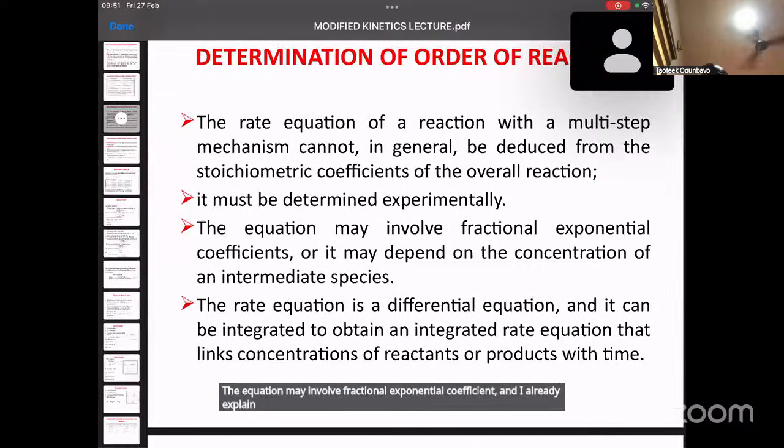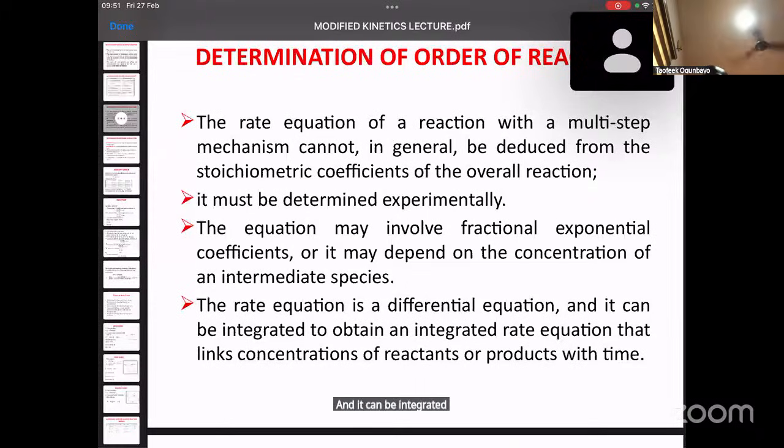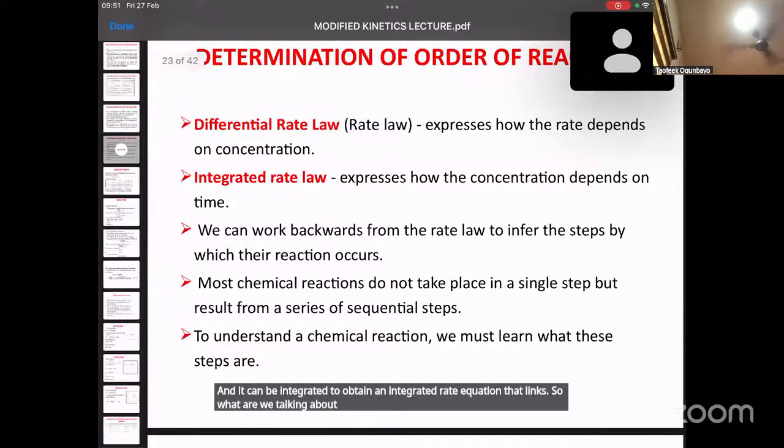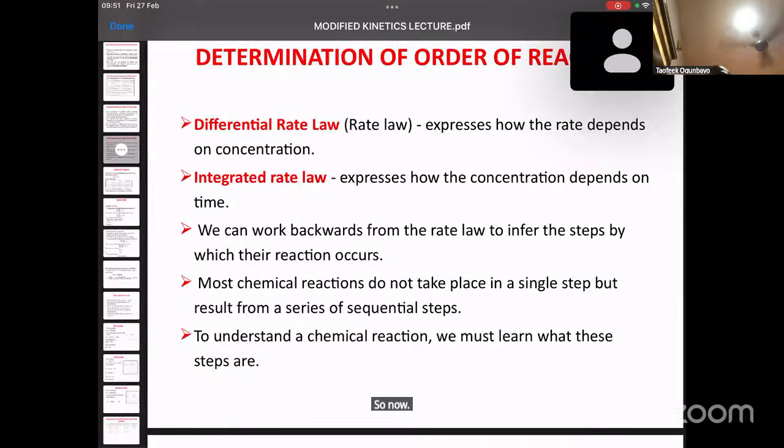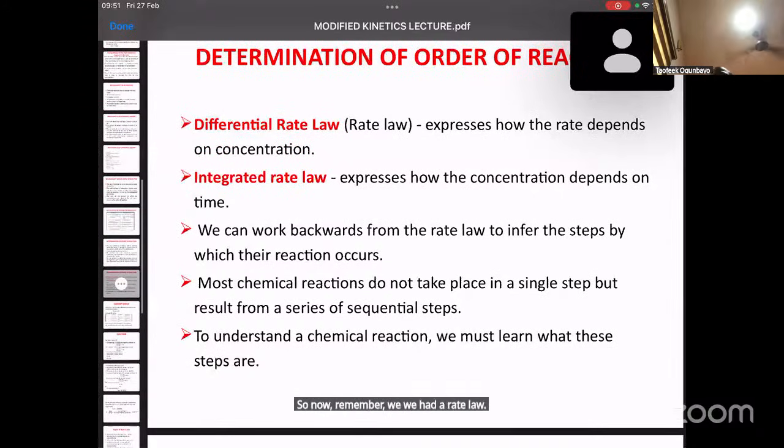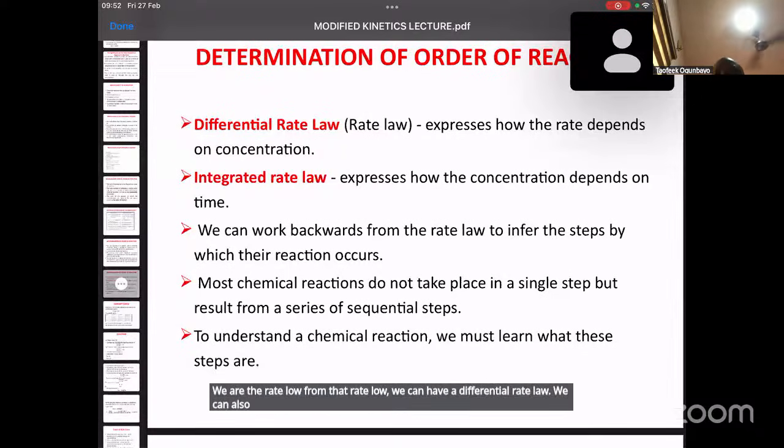The rate equation is a differential equation, and it can be integrated to obtain an integrated rate equation. So what are we talking about there? Now, remember we had a rate law. From that rate law, we can have a differential rate law. We can also have an integrated rate law. What does differential rate law mean?